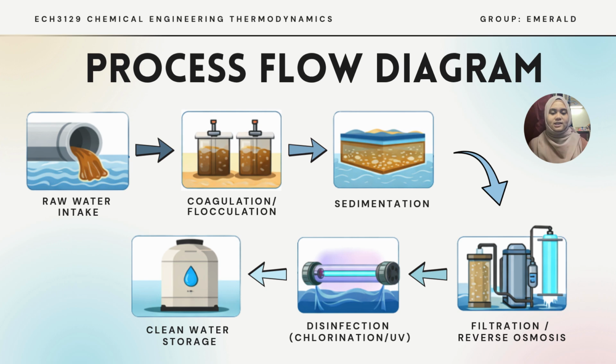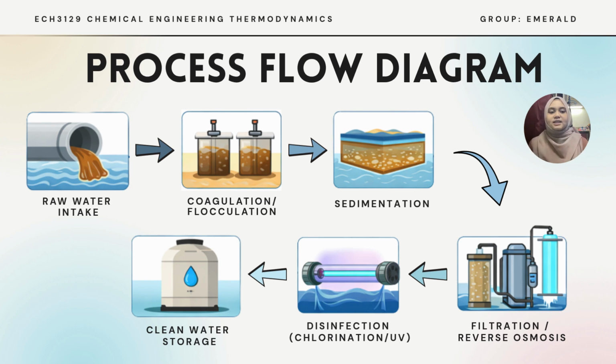Firstly, we start with raw water intake, where water from natural sources like rivers or lakes is collected. Next is coagulation and flocculation. In this step, chemicals are added to help tiny particles stick together and form larger clumps called flocs. Then the water goes through sedimentation, where the flocs settle at the bottom, leaving the clearer water on top.